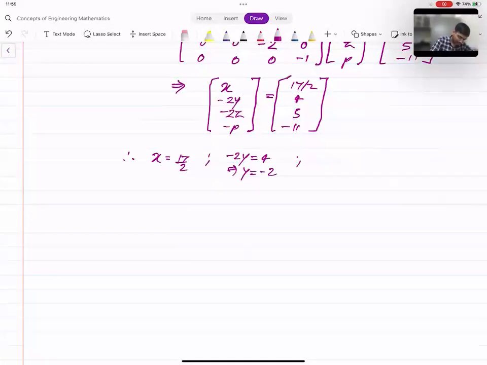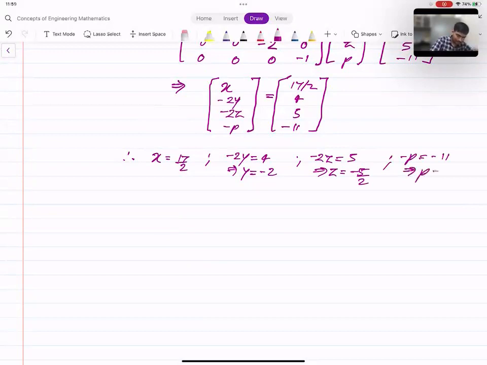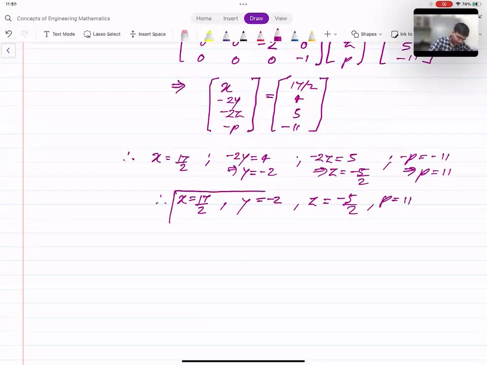Okay. And similarly, minus 2z is 5, so z is minus 5 by 2, and minus p is minus 11, so p comes out to be 11. Therefore, we can more clearly write x is 17 by 2, y is minus 2, z is minus 5 by 2, and p is 11. So this is the answer to the given system of equations. Okay.